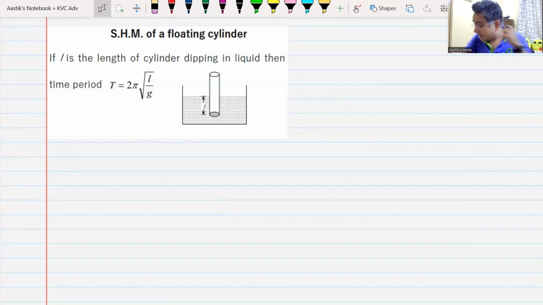Then you note down. The next one is case number 2, the SHM of a floating cylinder. So what they have done is they have a cylinder. First, listen to me. I'll give you time to write. They have a cylinder like this, and it is floating in a liquid like this. The time period is 2 pi root over L by g, where L is the length initially inside the liquid. Just wait, I will give 3 or 4 cases in one sheet so you can do them together.